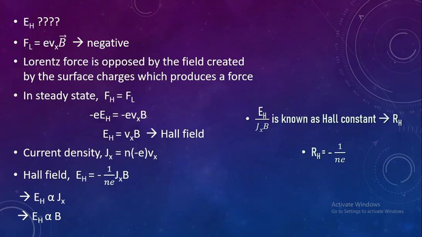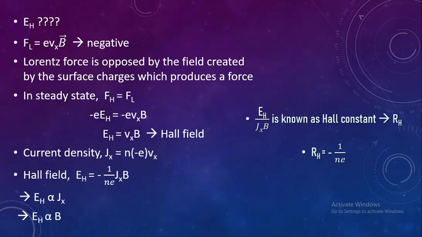So finding out of electron concentration based on RH, which is a Hall constant, is very simple. So this is the use of Hall effect, where by the experimental setup easily you can find out the value of RH, and when you substitute in this formula you can find out the carrier concentration.